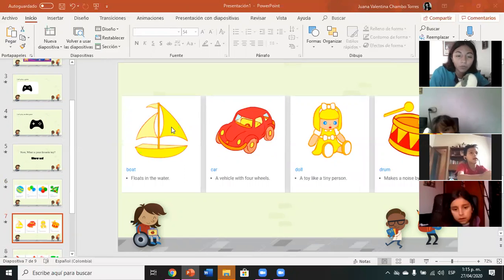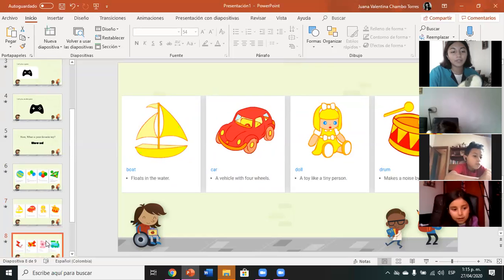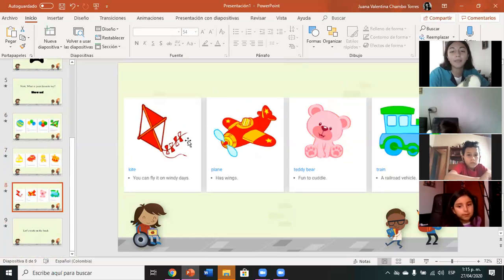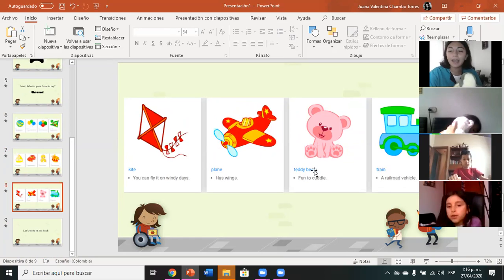You have the boat, un barquito, a car, como ustedes tenían, like Miguel. Gonna show us a doll, muñequita, like Salomé and Isabella show us the baby alive. A drum, un tambor. We have a kite, una cometa, a plane, un avión, a teddy bear, un osito, un peluche, and a train, un trencito, a train, okay?